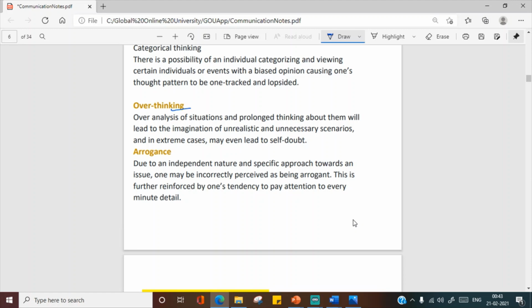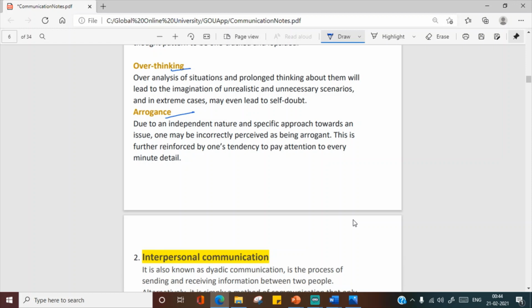Interpersonal communication can also lead to arrogance, because interpersonal communication helps you to decrease this arrogance. Because if you think, okay, I can do everything on my own, I don't need anyone, I am my only boss, that gets you into arrogance.